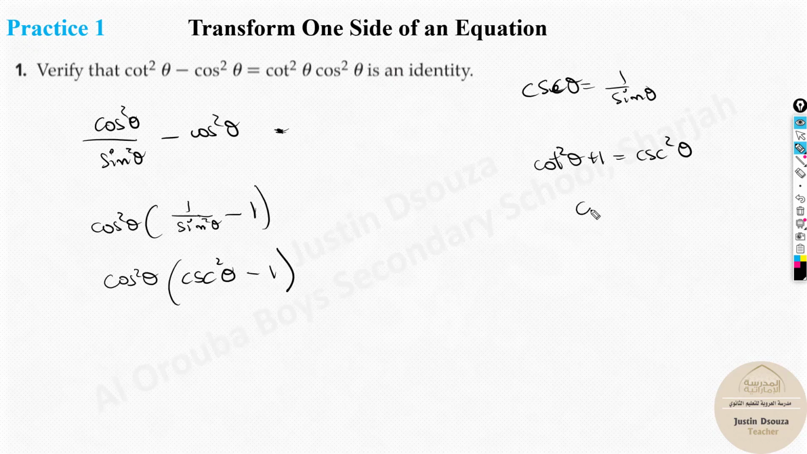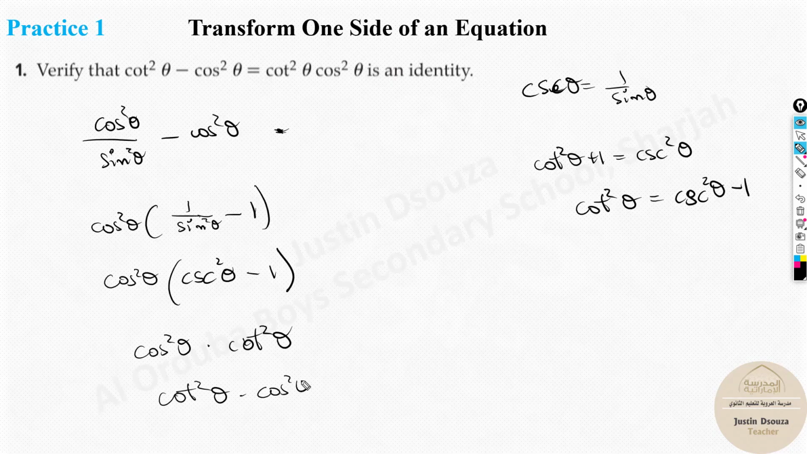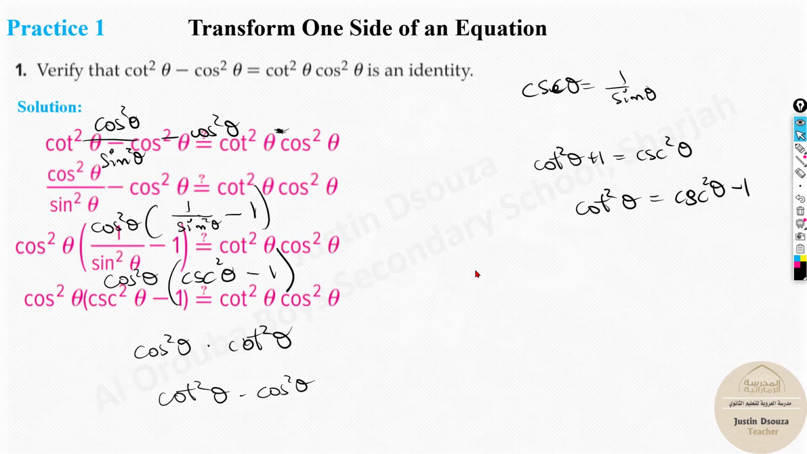theta. Now take this 1 to the other side, it will be cot square theta equals cosecant square theta minus 1. So this is what happens, it's cos square theta into cot square theta. And that is multiplication, so you can write any of this first, it's fine: cot square theta into cos square theta. This is how we can easily solve this. Please try to apply the formulas, understand the formulas, and then rearrange, simplify, and solve it.